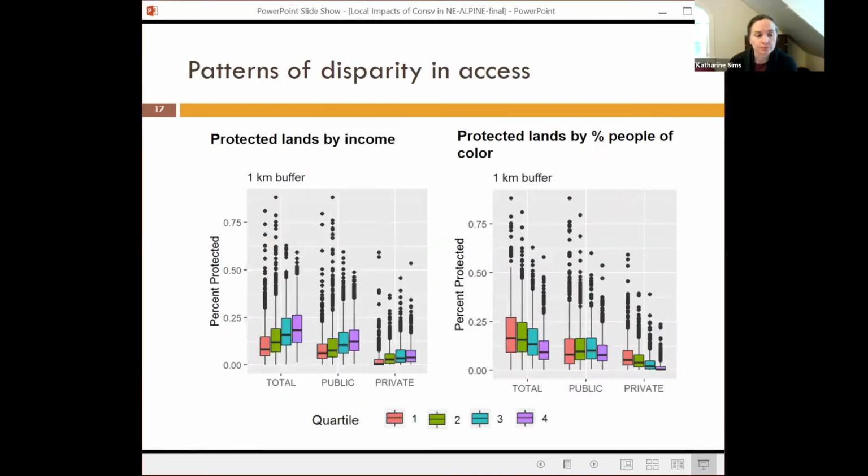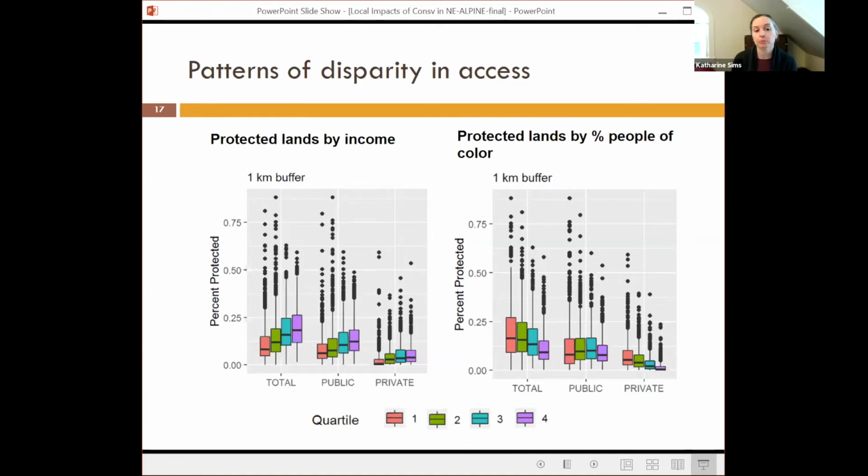Putting the two sources of information together, we do find clear patterns of disparity in the availability of nearby protected lands. So households in lower income census tracts and households in census tracts that have more people of color have less availability of nearby protected land. And the differences are pretty big. So specifically, households in census tracts in the lowest income quartile tend to have about half as much available protected open space as those in the highest income quartile.